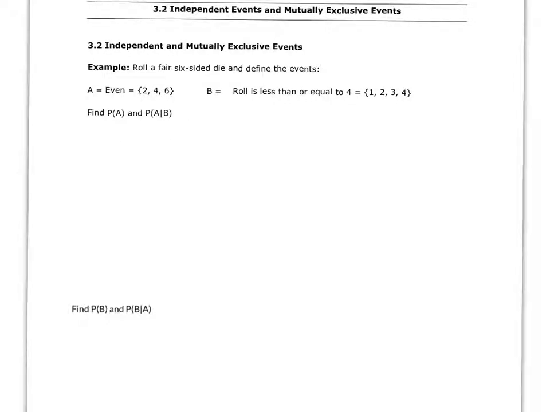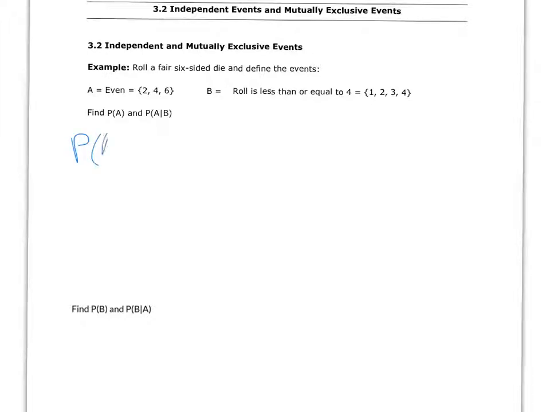Here we go on 3.2. We're going to look at special kinds of events, independent and mutually exclusive events. We're going to stick with this simple experiment of rolling a fair six-sided die and stick with our event A, even outcomes, and B, outcomes less than 5. Let's find these two probabilities, probability of A and probability of A given B.